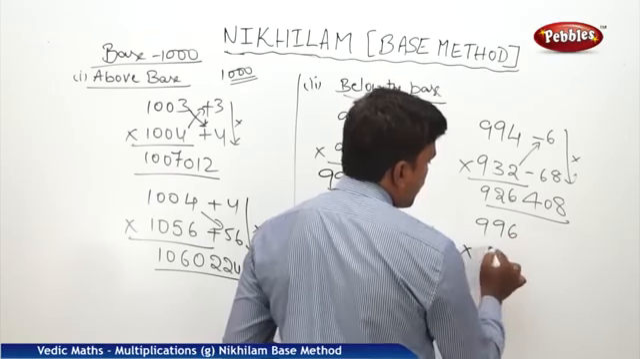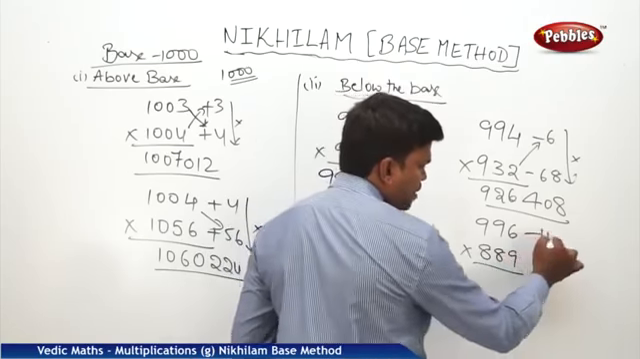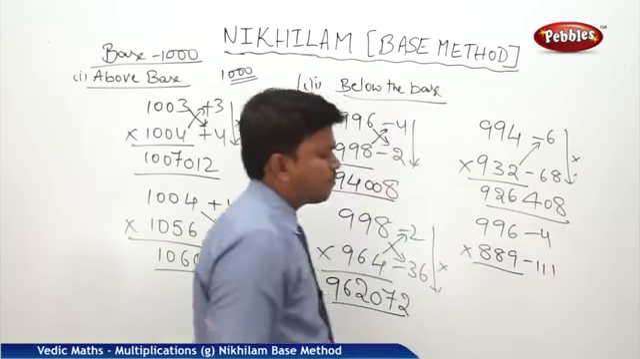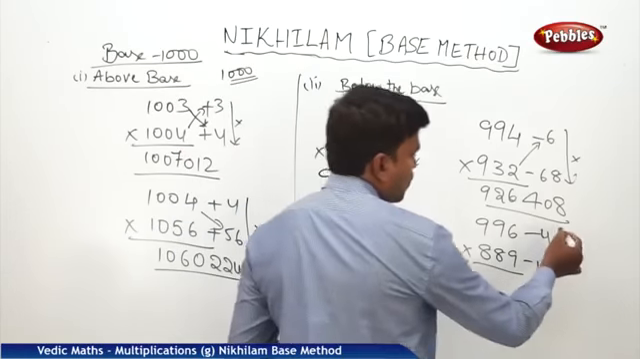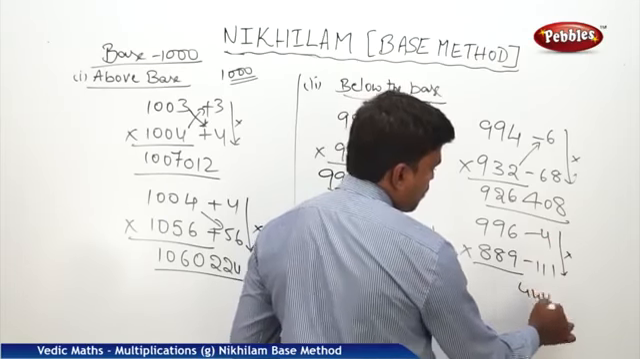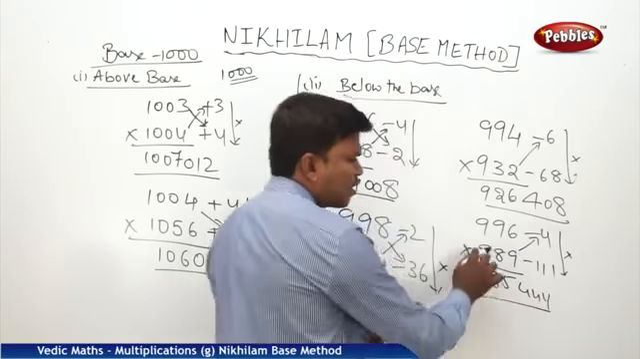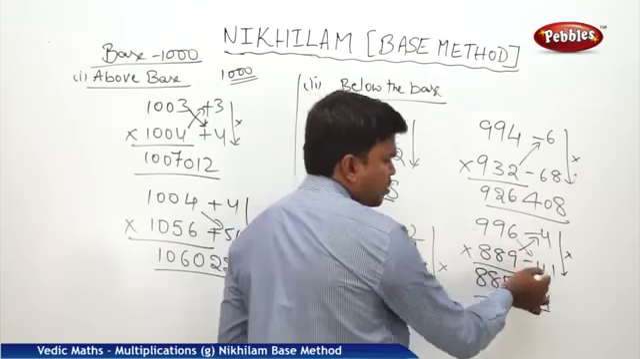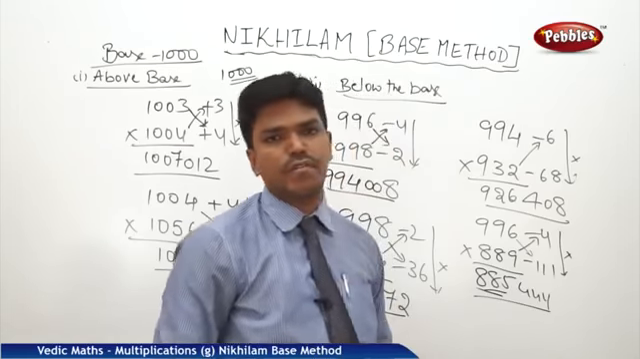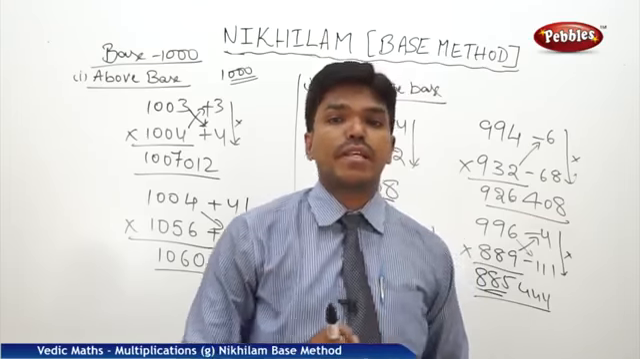996 into say some 889. So this is minus 4 and this is minus 111. Triple 1. So multiply both. 4 into 111, 444, no problem. So 889 minus 4, how much? 885. Not only can you do this one, we can also do this one. 996 minus 111 also, you are going to get the same 885. So my answer is 885,444.